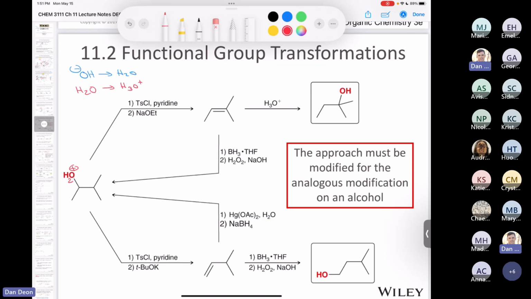However, what they're showing on this slide here is not converting it to an oxonium, but rather converting it to a tosylate.